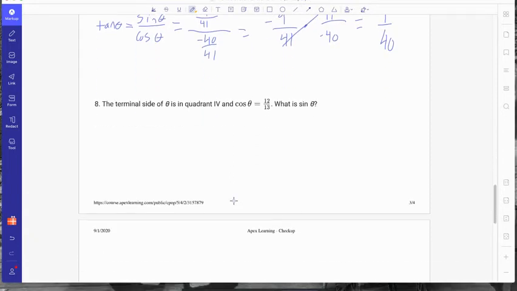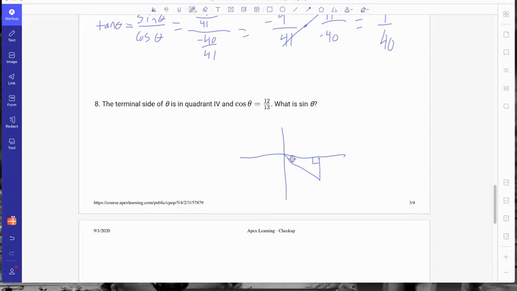All right, the terminal side of theta is in quadrant 4, so we're in quadrant 4. And cosine is 12 over 13. What is sine? For this one, I'm going to go ahead and draw a right triangle. The one thing when I draw a right triangle is I always want the right angle to be on the x-axis. All right, and then this would always be my theta. My theta is always there by the origin. All right, so cosine is 12 over 13, which is adjacent. This is now my adjacent side, over hypotenuse, 13.